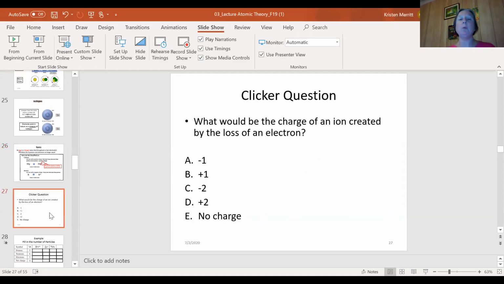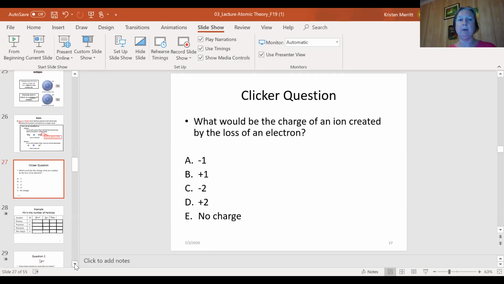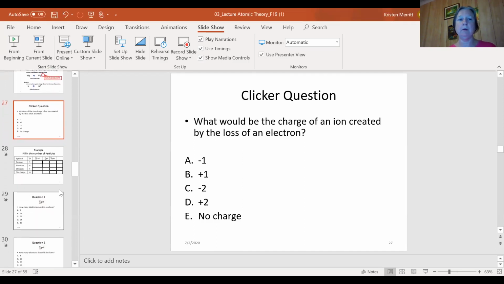So if you lose 1 electron, you now have 1 more proton than electron. And so your charge would be 1+, because that's your imbalance. So it would be B. So let's look at these.